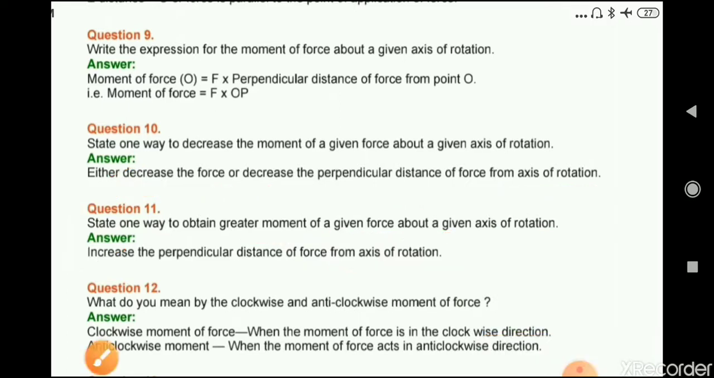Okay. Question number 12. What do you mean by the clockwise and the anti-clockwise moment of force?